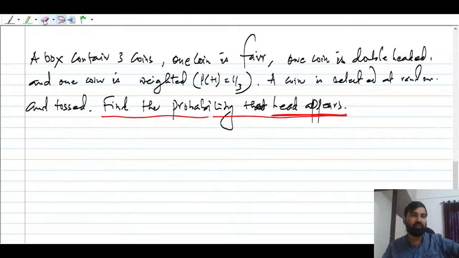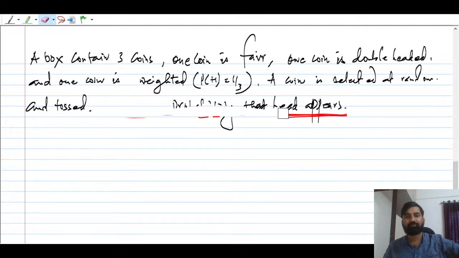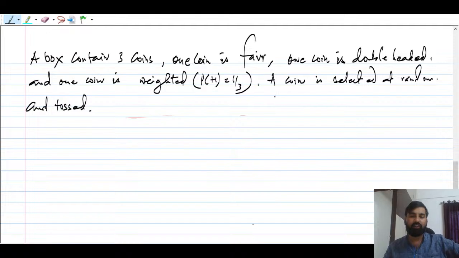Same question. Let me remove this. What is the question here? Let me read the question first. The question says, same question, so there are 3 events basically in the beginning: picking up a fair coin, a weighted coin, as well as a doubly headed coin.